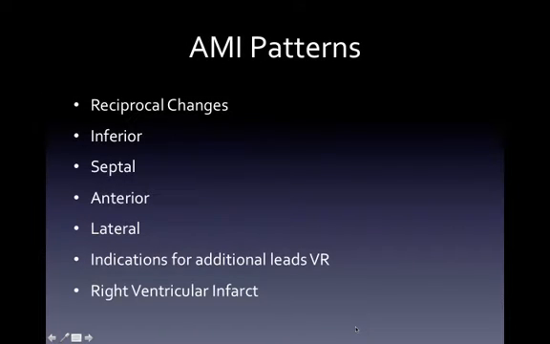AMI patterns. In this section, we're going to talk about reciprocal changes, inferior, septal, anterior, and lateral wall presentations. And it's pretty easy. If we see elevation in 2, 3, or AVF, that would be the inferior wall involvement. V1, V2, more specifically ST segment elevation or depression. V3, V4, V5, V6.